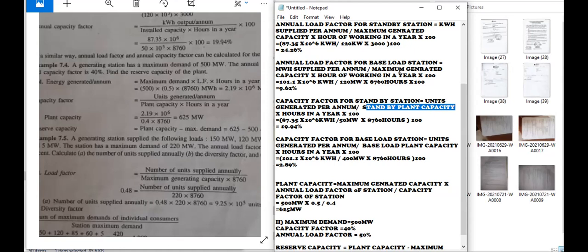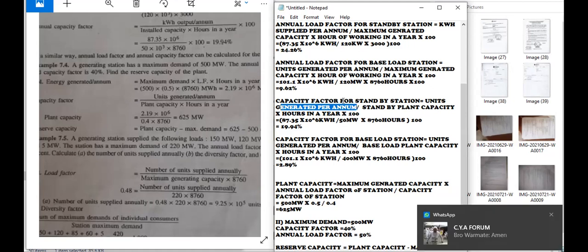Make this one, this anomaly, just English, the same thing as units generated. Any value you get from here, or I can change the English to units supplied per annum. So you see that they are the same thing, units generated per annum, any English you want to use. If you make this one the subject of the formula and input it in this place, then make the plant capacity the subject of the formula.